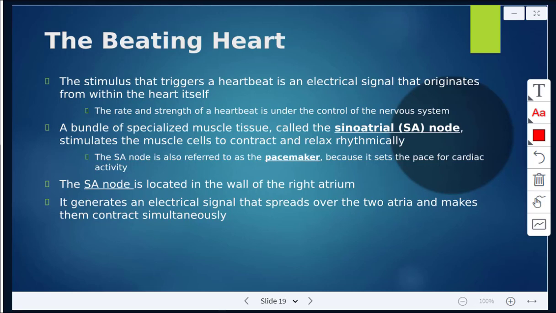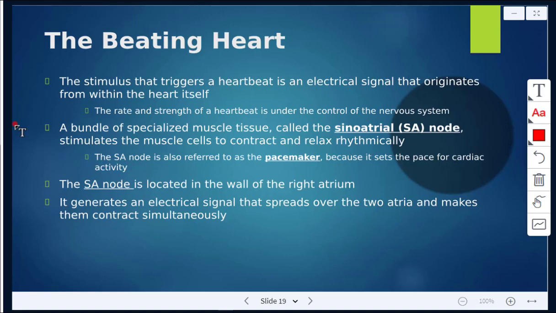All right, so we are continuing with 8.1 today, which is structures of the circulatory system. So we're going to talk about the beating heart. The stimulus that triggers a heartbeat is an electrical signal, and it originates from within the heart itself. The rate and strength of a heartbeat is under the control of the nervous system, but the stimulus that triggers a heartbeat is actually an electrical signal that comes from within the heart itself.